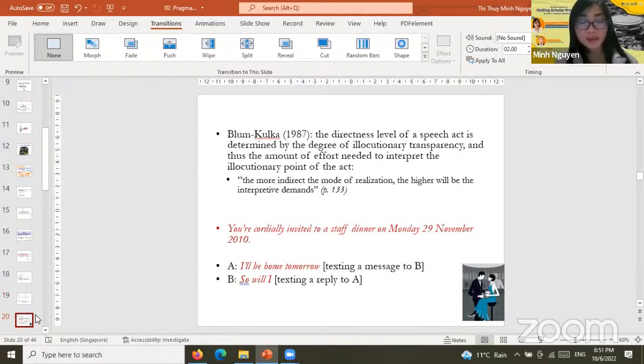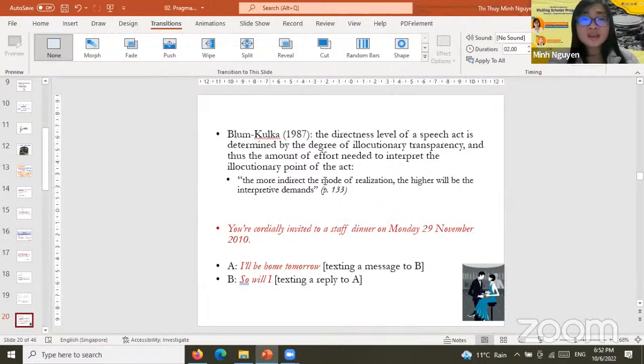There's another way of looking at directness as well. Okay, so Blum-Kulka 1987. This is also a very important name in pragmatics, especially in cross-cultural pragmatics. Okay, she said that there's another way of looking at directness and indirectness. And she said that the directness level of a speech act is determined by the degree of illocutionary transparency. It sounds very abstract, right? And thus the amount of effort needed to interpret the illocutionary point of the act.